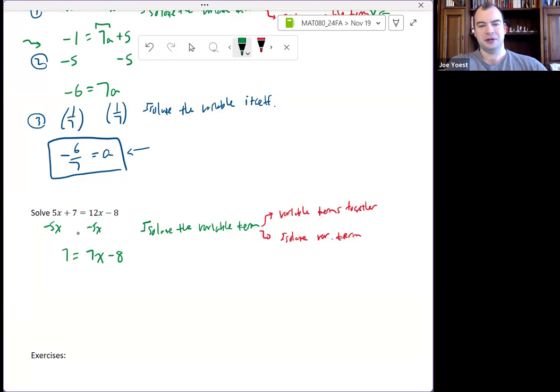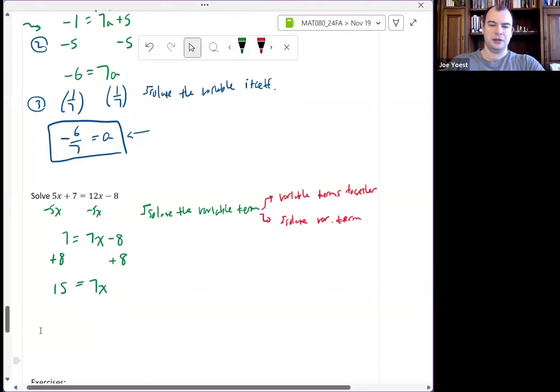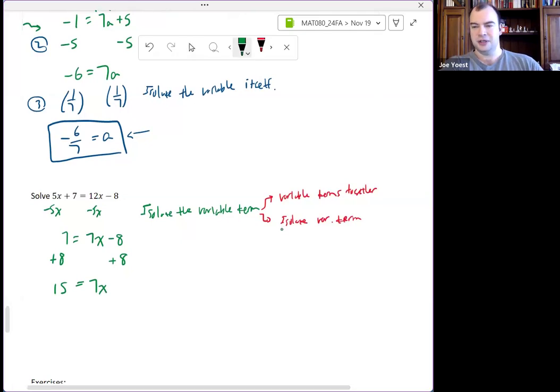I now want to isolate the variable term. I want to get the 7x by itself. It has a minus 8 essentially added onto it. I want to add the additive inverse of negative 8. I want to add positive 8 onto both sides. That gets the minus 8 off of the 7x, because minus 8 plus 8 gives me 0. 7x on the right-hand side, and that equals 15 on the left. I've now successfully got my variable terms together and isolated the variable term.